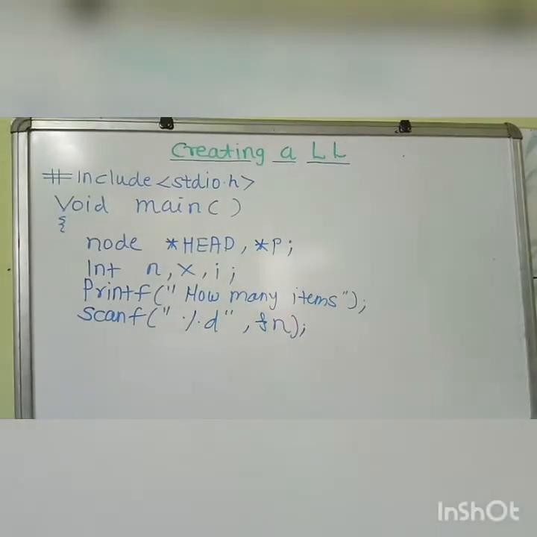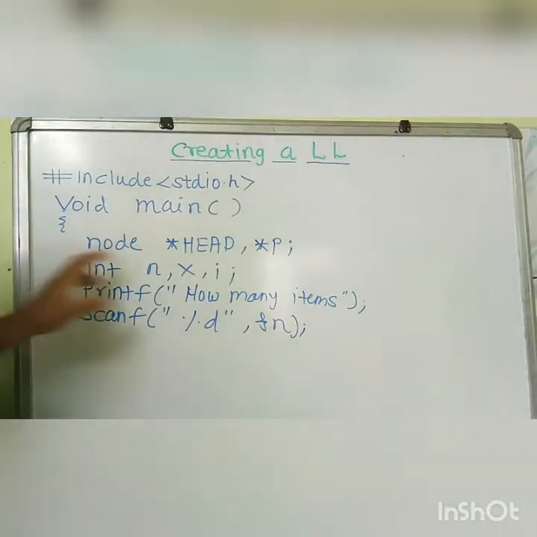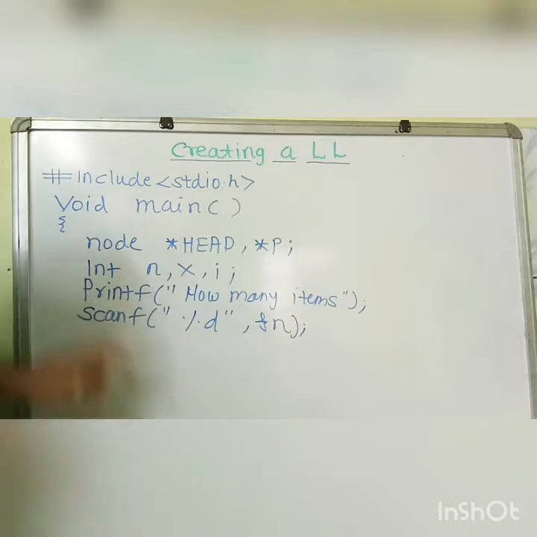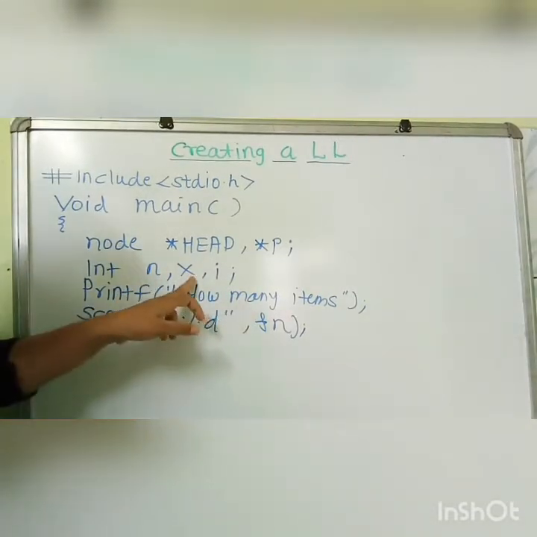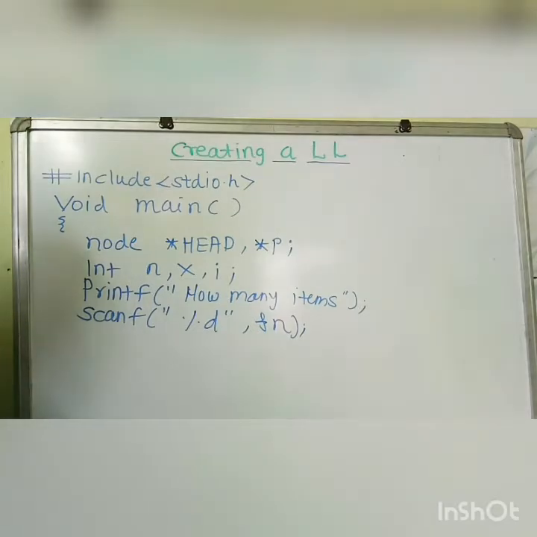Now we will shift to the next part. We had created the head node, the dummy pointer, then integer type n for the number of items, x for handling data items, and i for the loop. We had accepted the number of items. Now what will be the next procedure for us?